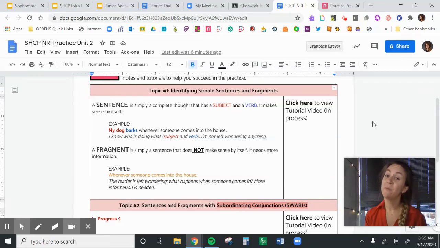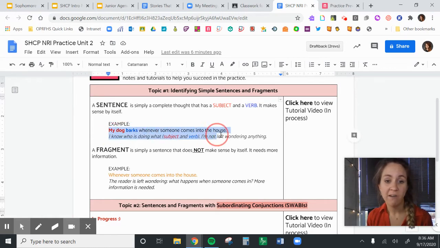Sophomores, this is going to be a really quick review of what makes up a sentence. So remember that a sentence has a subject and a verb. I would find the verb first because that's the action, and then ask yourself who or what is doing the action, and that's the subject. So I have two examples here.